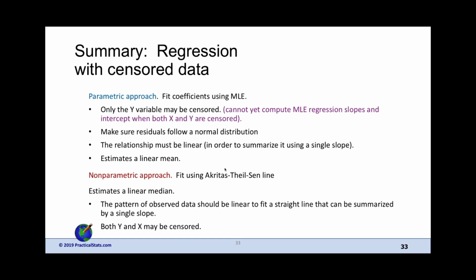Whereas in the non-parametric approach, the Akritas-Thiel-Sen line estimates the median of Y given one X, and at least to date, it only works with one X variable. But it has no normality assumption. It does assume, since you're doing a linear model, that the data look linear on the plot.